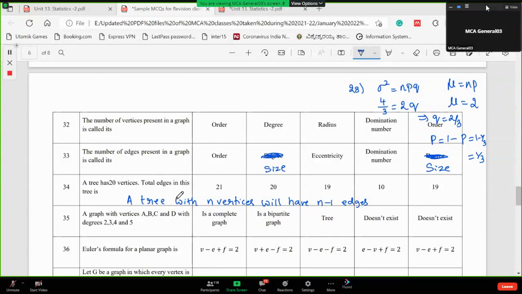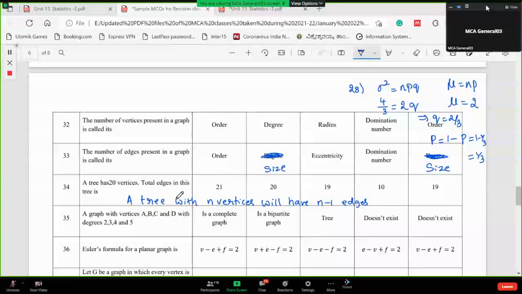20 minus 1, 19. But in the examination, if you are not familiar with that formula, you will get a doubt. Hey, what is this? Is it 21, 20, 19, or 10? Should I divide it by 2, should I add 1, should I subtract 1? Very simple. They can give you a tree has 17 edges. How many vertices are there? Easy.